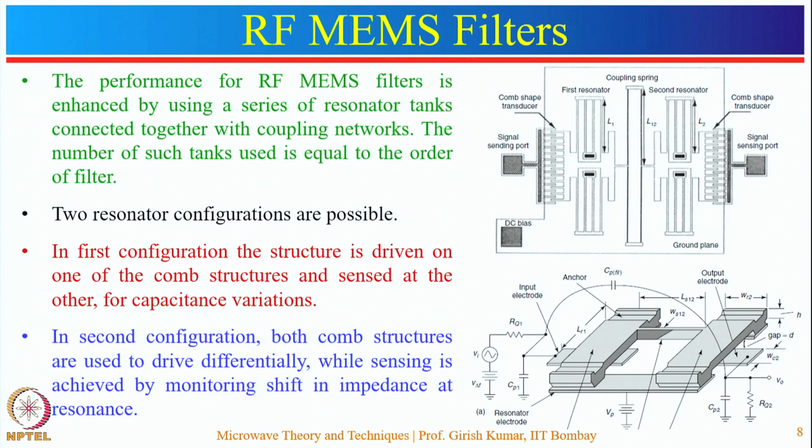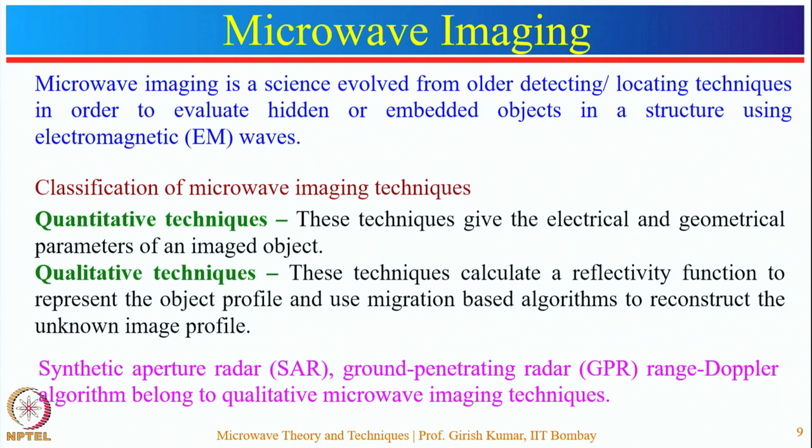So far we have discussed the RF MEMS components and the RF MEMS topology. Now we would like to discuss microwave imaging. So, microwave imaging is a science which evolved from the older detecting and locating techniques in order to evaluate the hidden or embedded objects in a structure using electromagnetic waves in the microwave region. Engineering and application oriented microwave imaging is known as microwave testing.